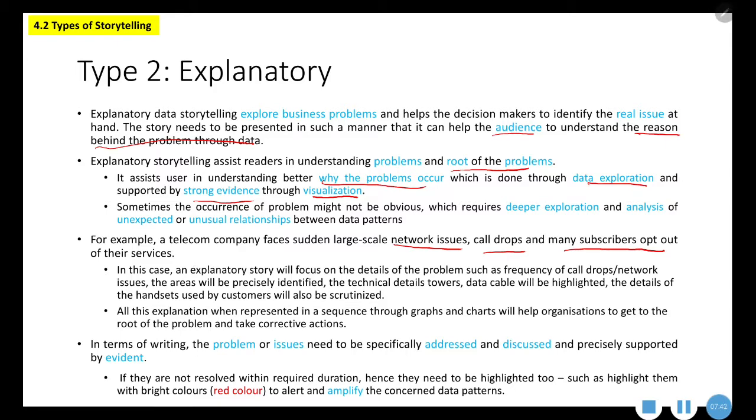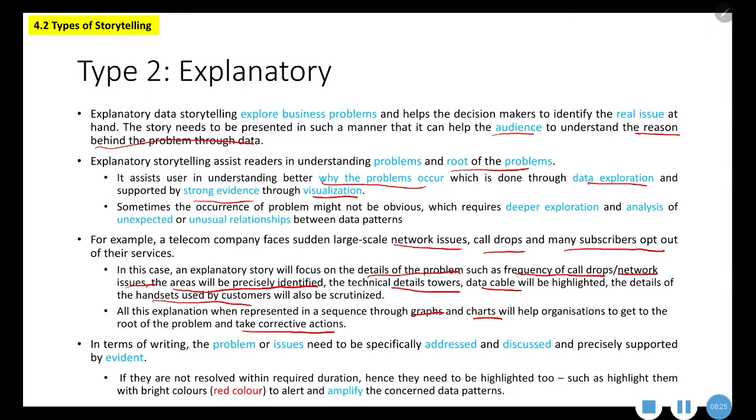So in this case, an explanatory story will focus on the detail of the problem, such as probably the frequency of call drops, the network issues, the areas that will be precisely identified, and then the technical detail: towers, any problem with data cable, and details of handsets used by customers will also be scrutinized, because we are investigating the reason. And then all this explanation, when represented in a sequence through graphs and charts, will help the organization to get to the root of the problem and to take the right corrective action. So this is very important.